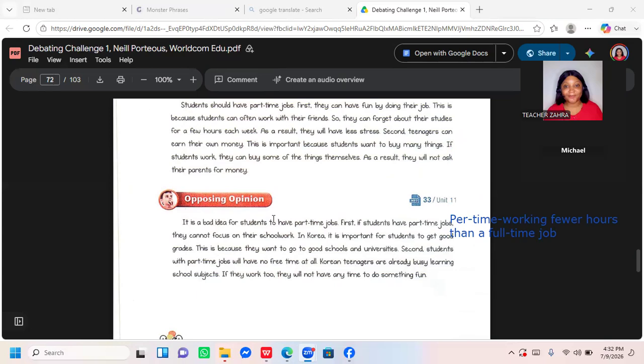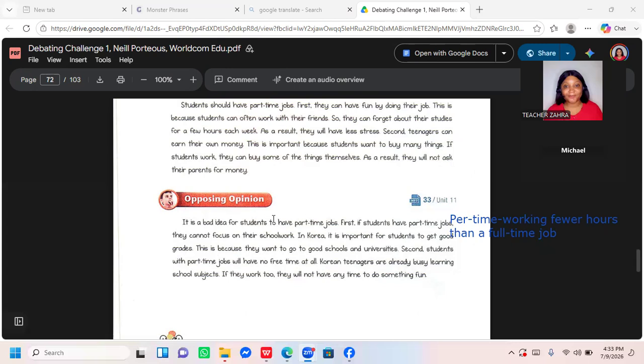As a result, they will not ask their parents for money. Opposing opinion. It is a bad idea for students to have a part-time job. First, if students have a part-time job, they cannot focus on their schoolwork. In Korea, it is important for students to get a good grade. It is because they want to go to a good school and university.